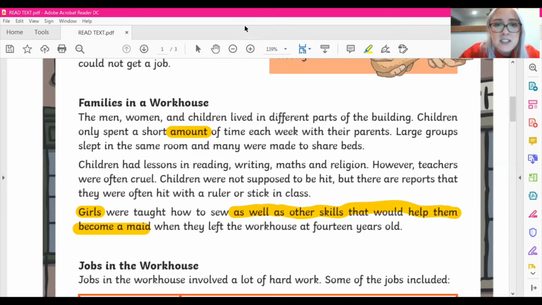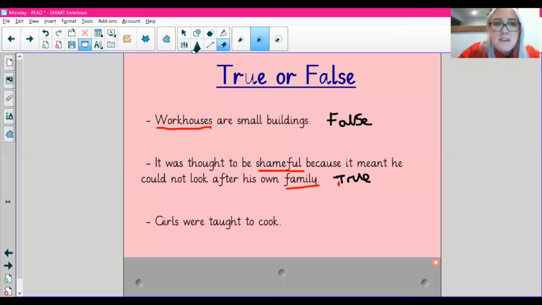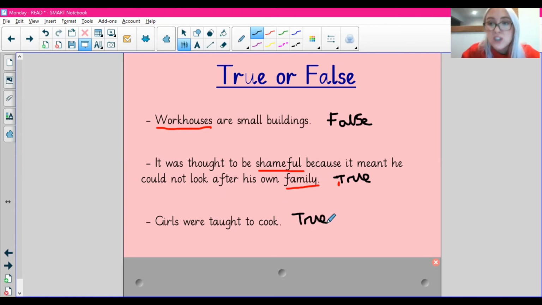So I would say that this one would be true, because although it doesn't exactly state in the text that girls were taught to cook, it says that they were taught to sew, as well as lots of other skills which would help them become a maid. So we've used our inference skills to really answer this question, which is really good.